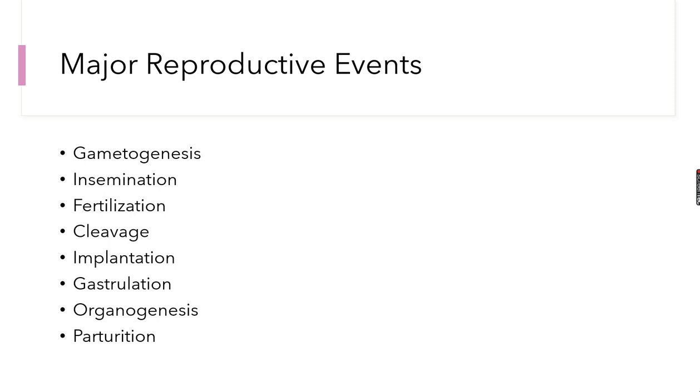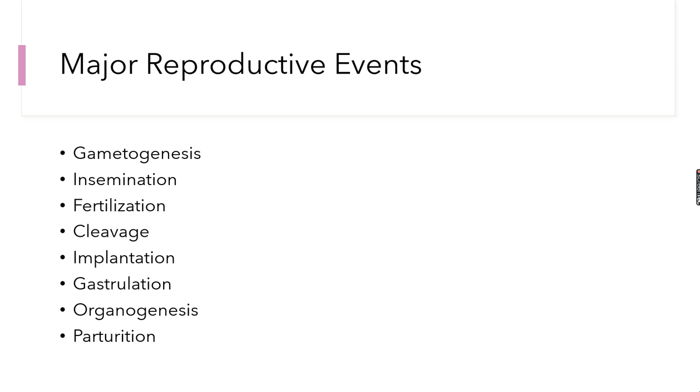And the third one is fertilization. The fusion of male and female gametes to form a zygote is called fertilization. Then the next is cleavage. As the zygote is formed, rapid mitotic divisions take place in the zygote, which convert the single-celled zygote into a multicellular structure called the blastula or blastocyst.